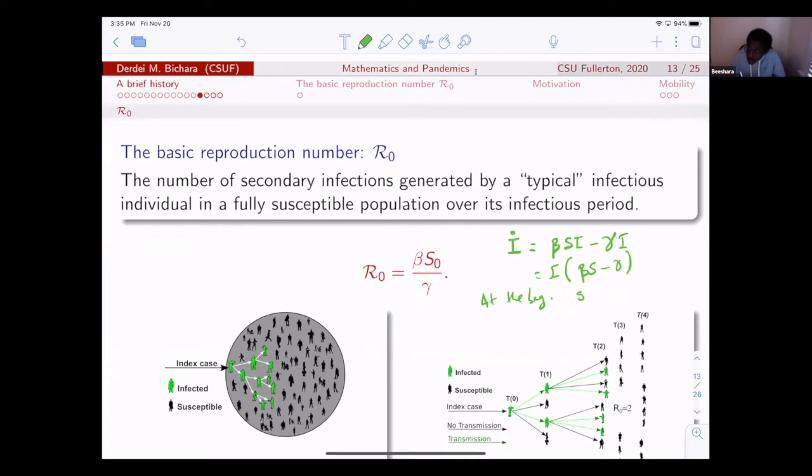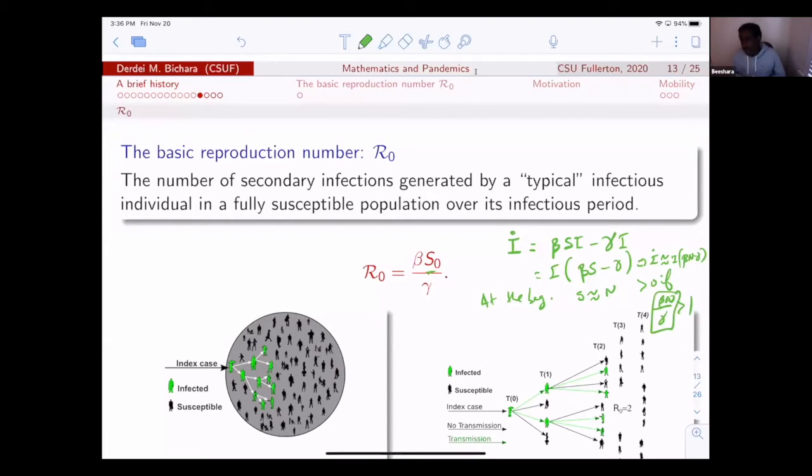We get that S, the number of susceptible, is almost equal to the total population at the beginning, because we have just a few infections. That implies I dot is almost equal to I times beta N minus gamma. So the infection would increase if beta N over gamma is greater than 1 and decreases otherwise. So this quantity, you can take N or S0.